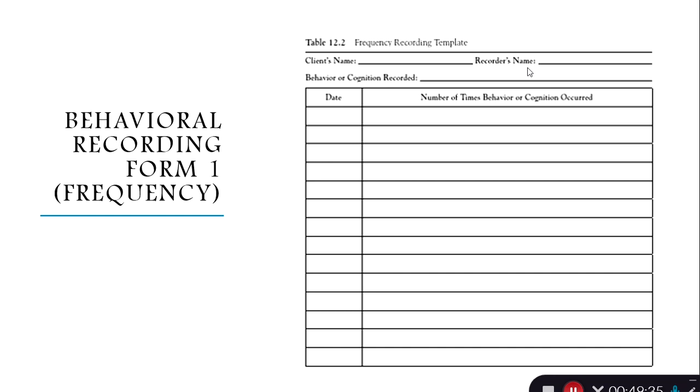So here's an example of a behavioral recording form. In this particular form, behaviors are recorded by frequency. So we see here where it says frequency recording template. We're asking the client to report on a particular behavior or cognition, and they would write that behavior or cognition on this line, and then they would write the date for each day and the number of times the behavior or cognition occurred. So this is more of a frequency outcome. Okay, so that's one option.